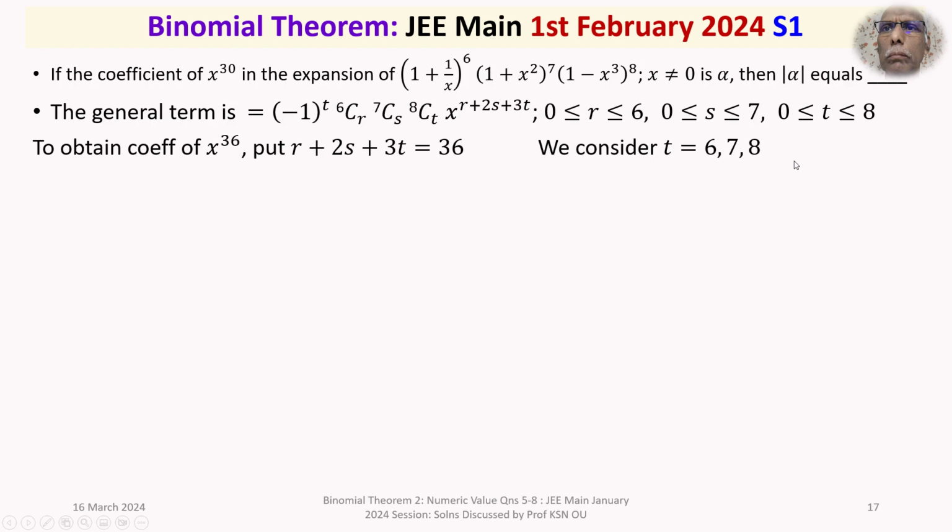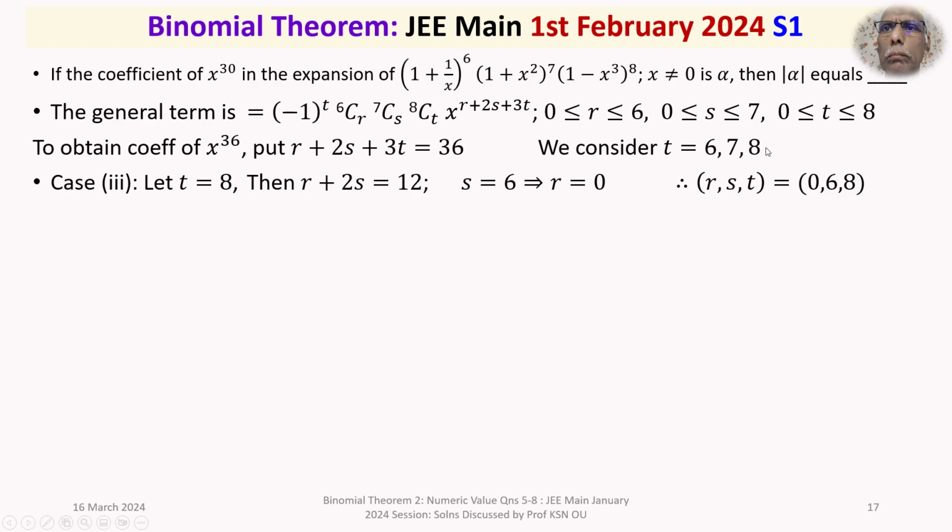Right. We consider these. Case 3 is t is equal to 8. If t is equal to 8, 8 3s are 24. 36 minus 24, it is 12. r plus 2s is equal to 12. Now suppose I take the s value 7, the highest value. 7 2s are 14. 12 minus 14 is minus 2. So r cannot be negative. So s is equal to 6 we take. If s is equal to 6, r is 0. Then r, s, t will be 0, 6, 8.